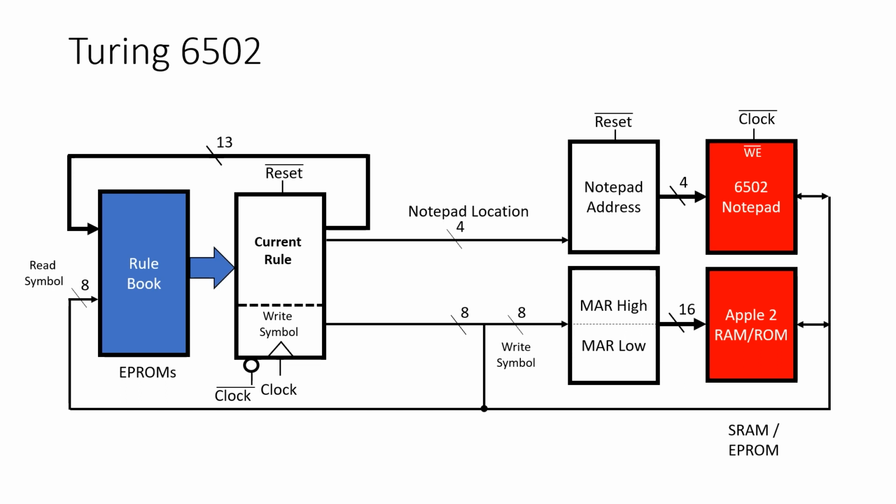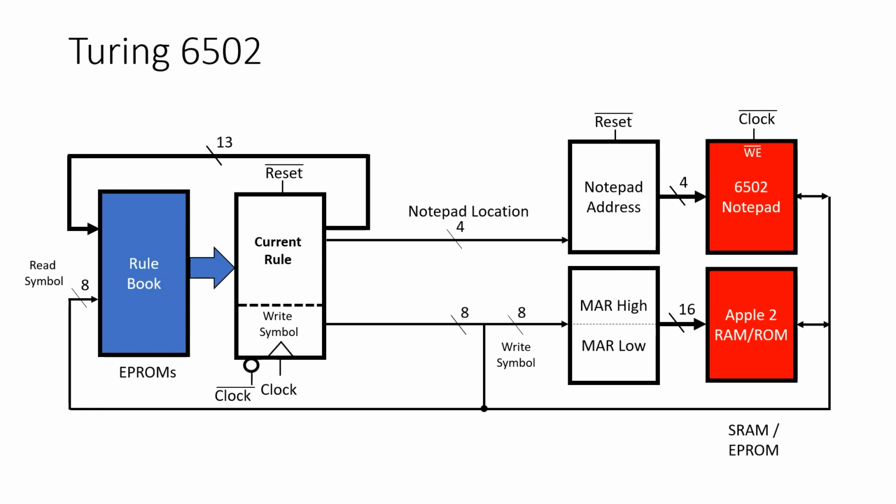On the left, we have the rulebook, and this is a finite state machine consisting of two large EEPROMs and four octal D-type flip-flops to capture the output. 13 signals from these octal D-type flip-flops feed back into the EEPROM, and this represents our current rule number, or state. We combine this with the output from the notepad, which is an 8-bit signal, and this determines our behavior for the next cycle, which includes the next state number and the symbol to write on the notepad.